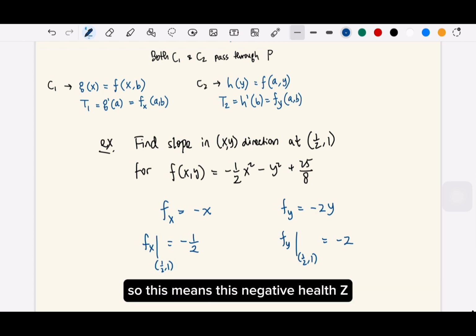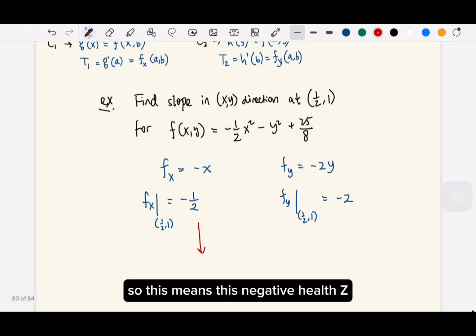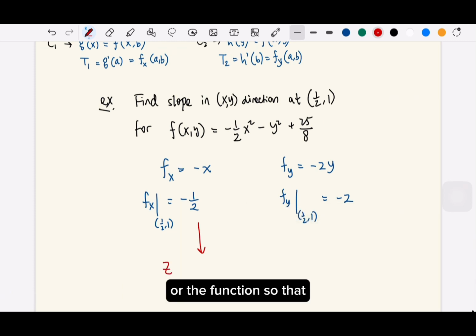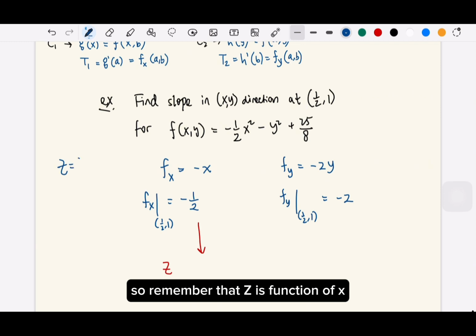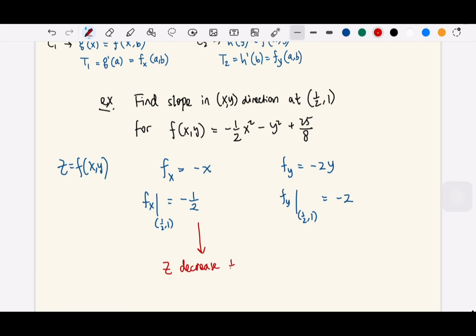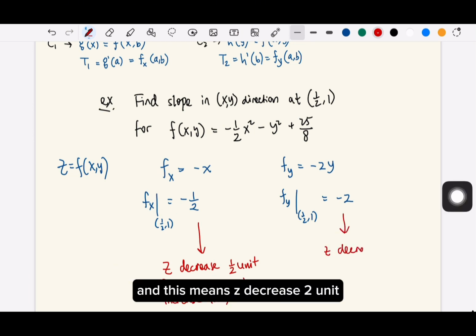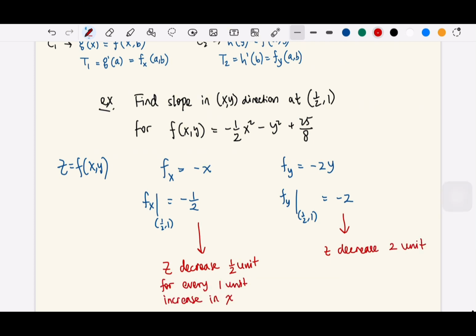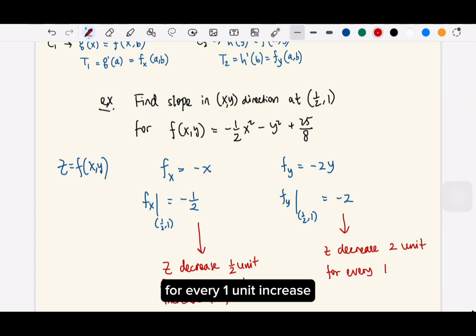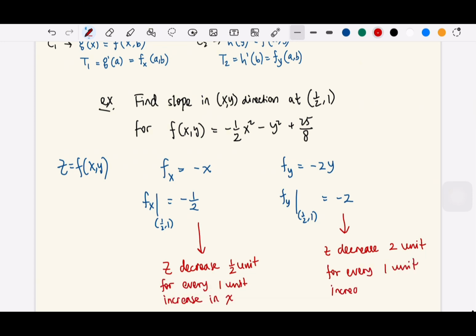Okay. So this means, remember that z is a function of x and y, we can represent the function as z. So z decreases, because it's negative, 1/2 unit for every 1 unit increase in x. Okay, and this means z decreases 2 units for every 1 unit increase in y.